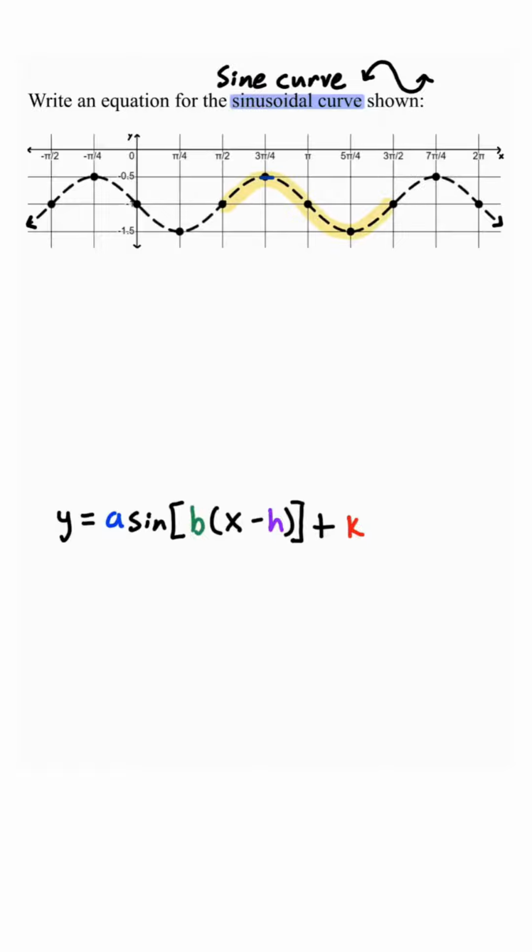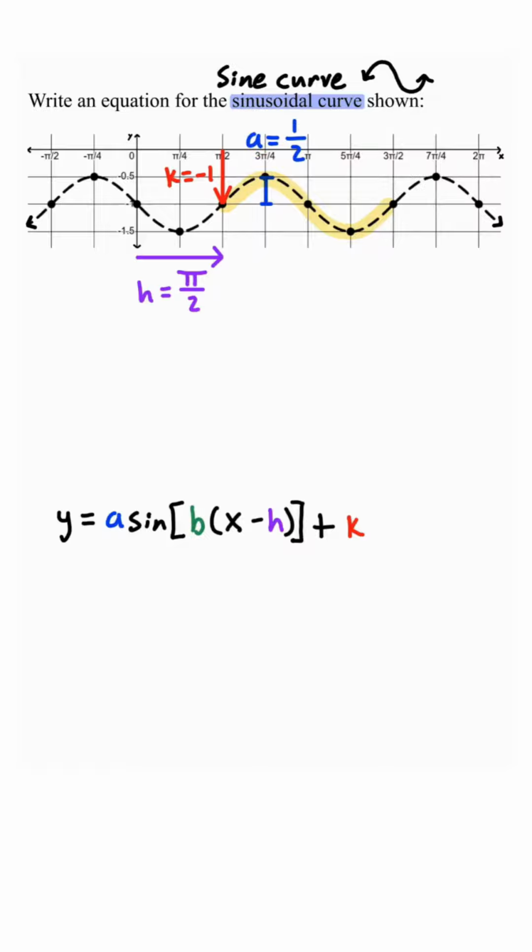There are many solutions to this, but we're going to focus on just this one cycle. For this one cycle, there's a phase shift of pi over 2 to the right. So h equals pi over 2. We also notice there's a vertical shift down by 1 unit. So k equals -1. This vertical distance, which is halfway between the minimum and the maximum, is 1/2. So a equals 1/2, which is known as the amplitude.